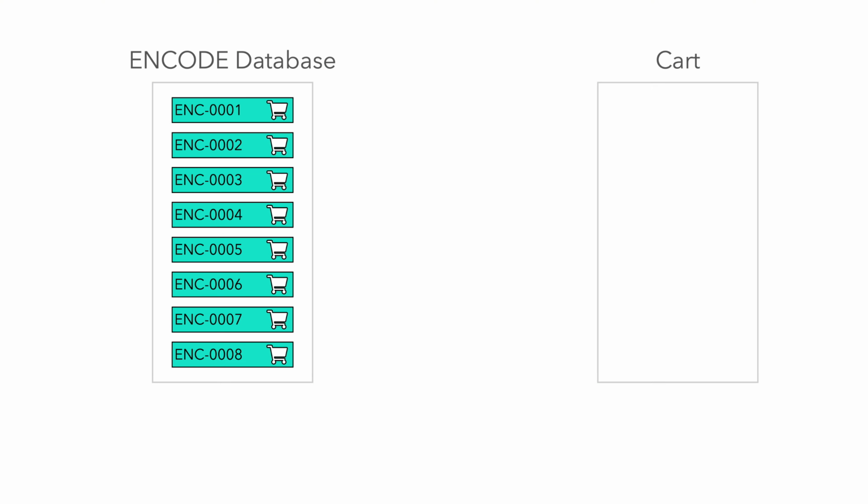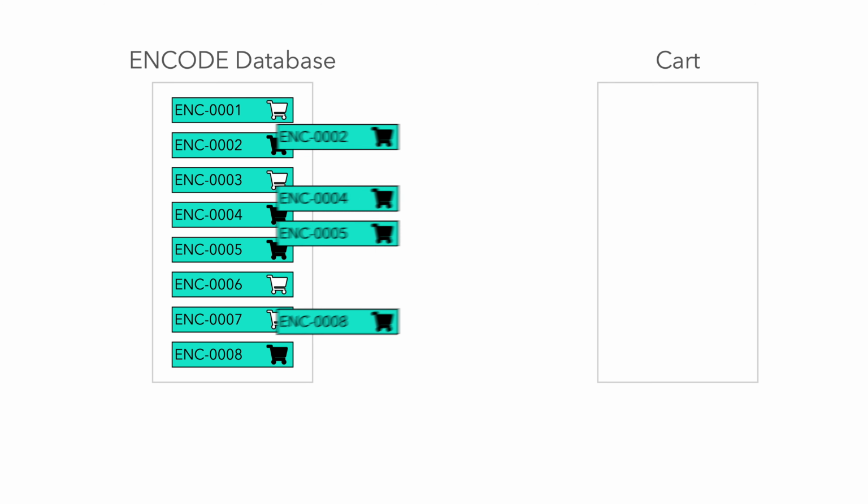The basic concept to ENCODE carts involves taking the entire set of datasets on the portal and manually selecting specific datasets to include in your cart.